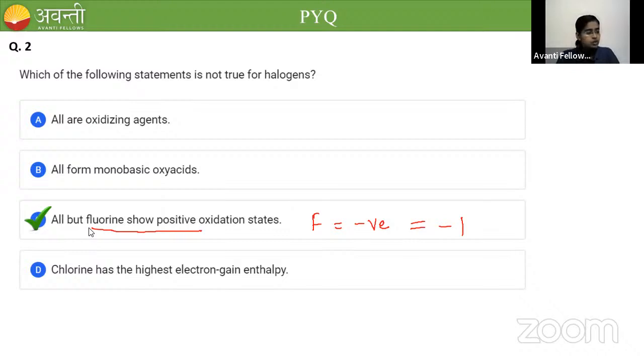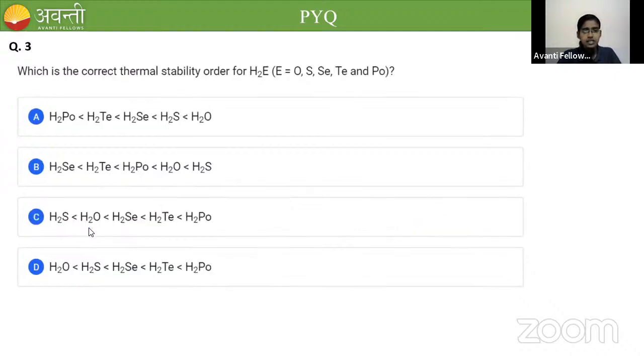Now let's move on to question number 3. Which is the correct thermal stability order for H2E, where the element E is oxygen, sulfur, selenium, tellurium, and polonium. These elements are group 16 elements. They form hydrides of formula H2E. We have to find out the thermal stability order for them. So what could be the correct answer?